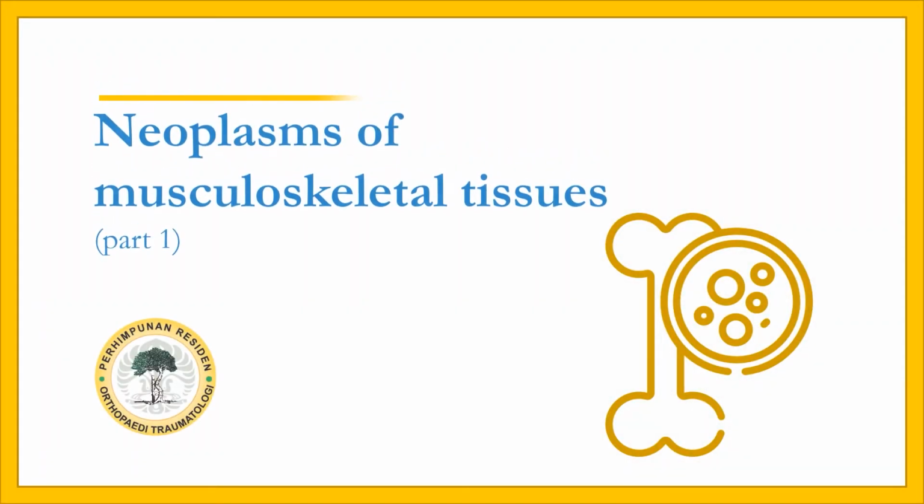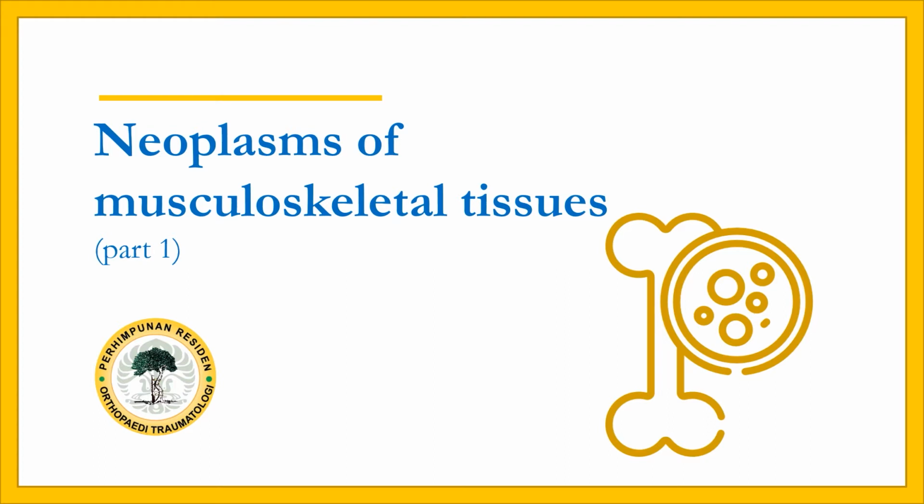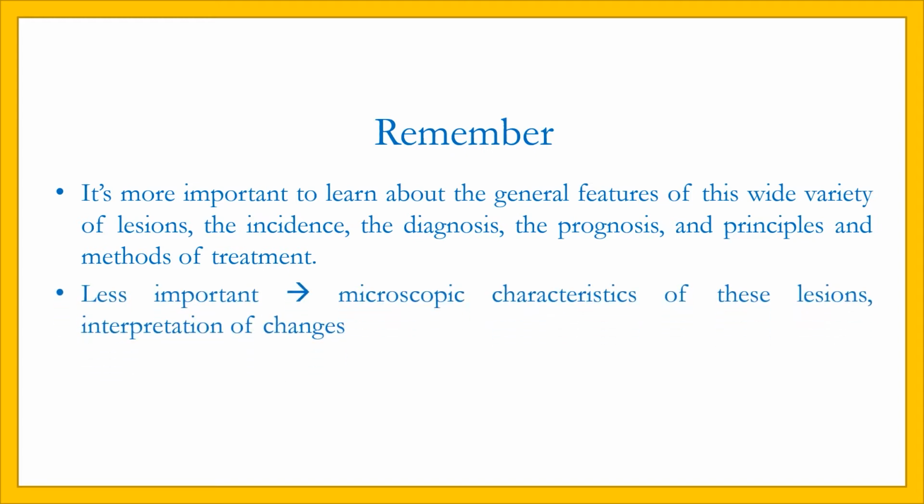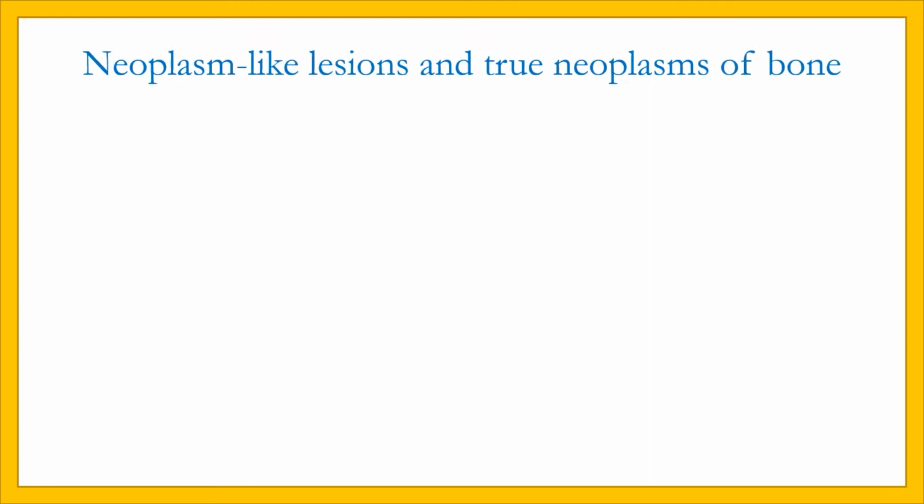Neoplasm of musculoskeletal tissues. Remember, it's more important to learn about the general features of this wide variety of lesions, the incidence, the diagnosis, the prognosis, and principles and methods of treatment. Less important are the microscopic characteristics of these lesions and interpretation of changes. Neoplasm-like lesions and true neoplasms of bone.